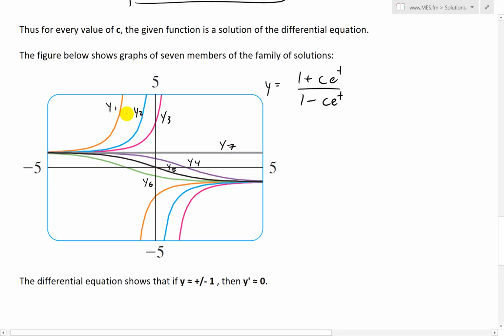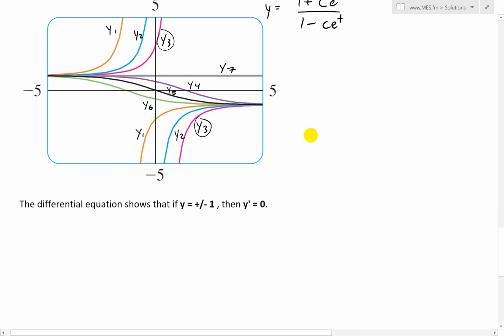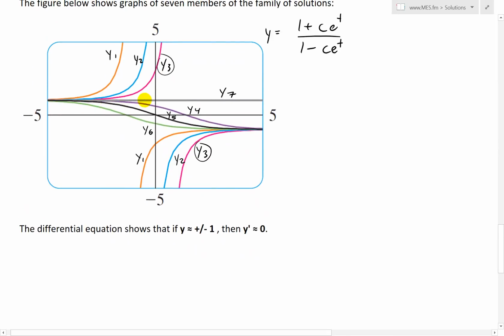And then this orange, that's our y1, this blue is y2, and then y3 is this one right here, which matches with this color. So it looks something like that, and then these ones go in like that. I'm not sure what exactly the c values are, but what's interesting from this is this flat line at y7. This equals 1. If you were to plug in y equals 1, you just get a flat line.